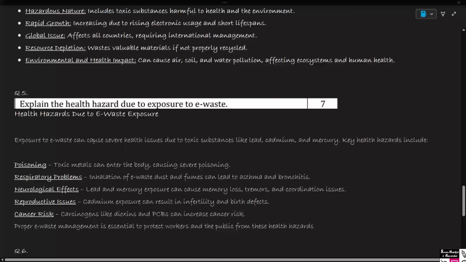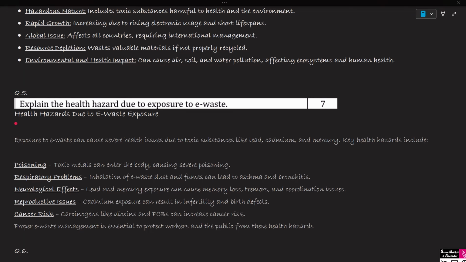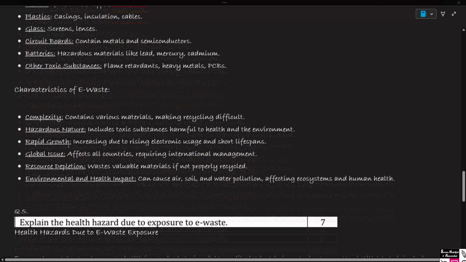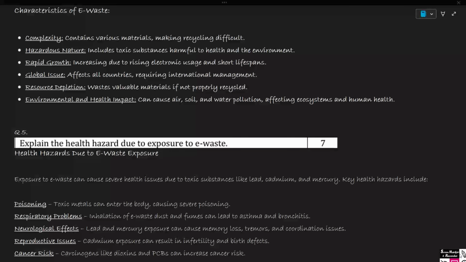So here we are coming to the next question. This is the fifth question. Explain the health hazards due to exposure to e-waste. It is based on the people who are working in e-waste management and what happens to their health after being exposed to e-waste. Exposure to e-waste can cause severe health issues due to toxic substances like lead, cadmium, and mercury. These are the most toxic substances found in e-waste. Basically, you can include this here too, under global issues and hazardous nature. Under hazardous nature, you can include lead, cadmium, and mercury. These are the toxic substances found in e-waste.